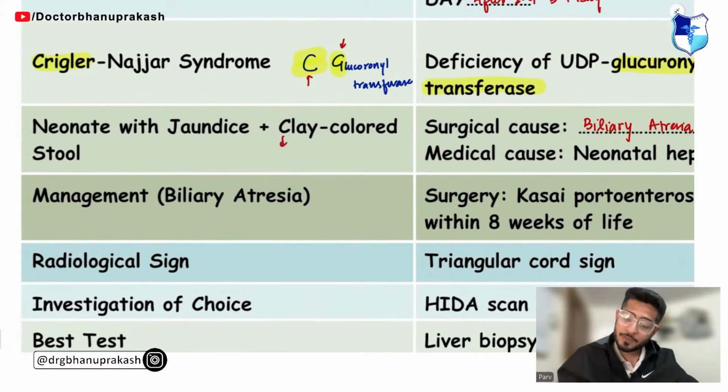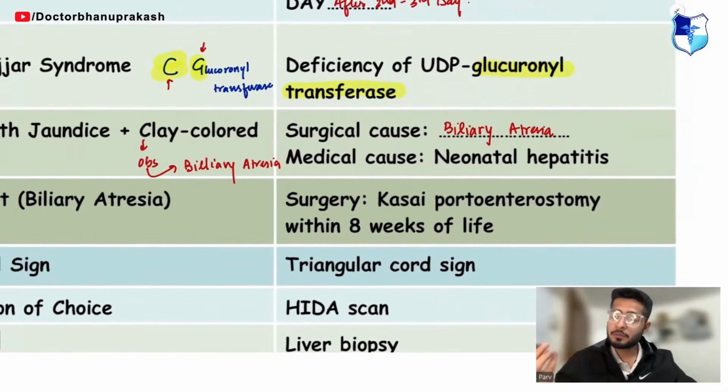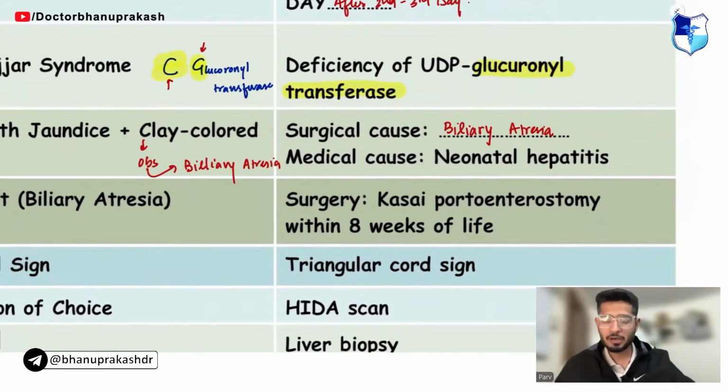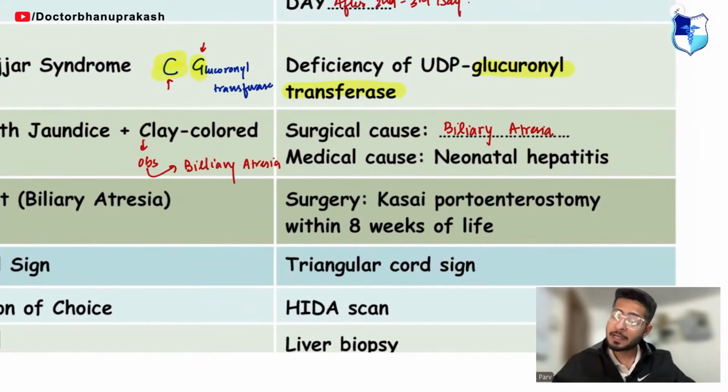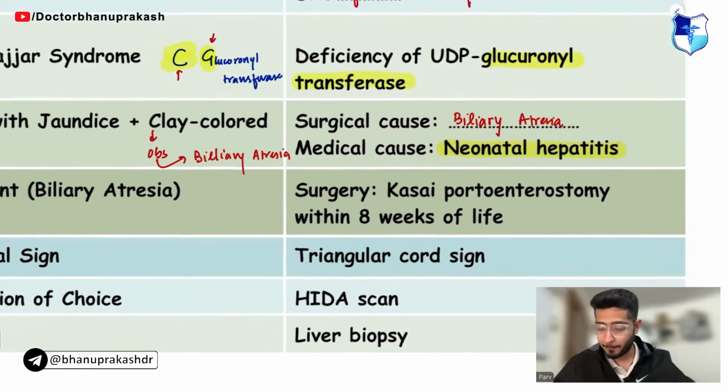That is seen in obstructive jaundice, and obstructive jaundice has this B word. So B for biliary atresia. Okay, so B for what? B for biliary atresia. And what is the most common medical cause? This has not been asked, but since we are writing those questions also which are anticipated, the medical cause is neonatal hepatitis.